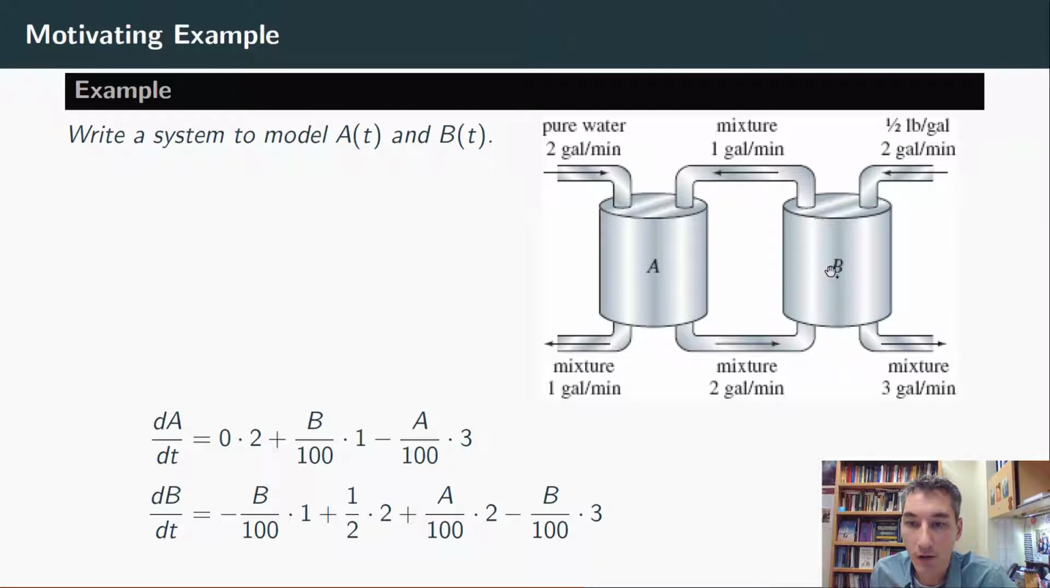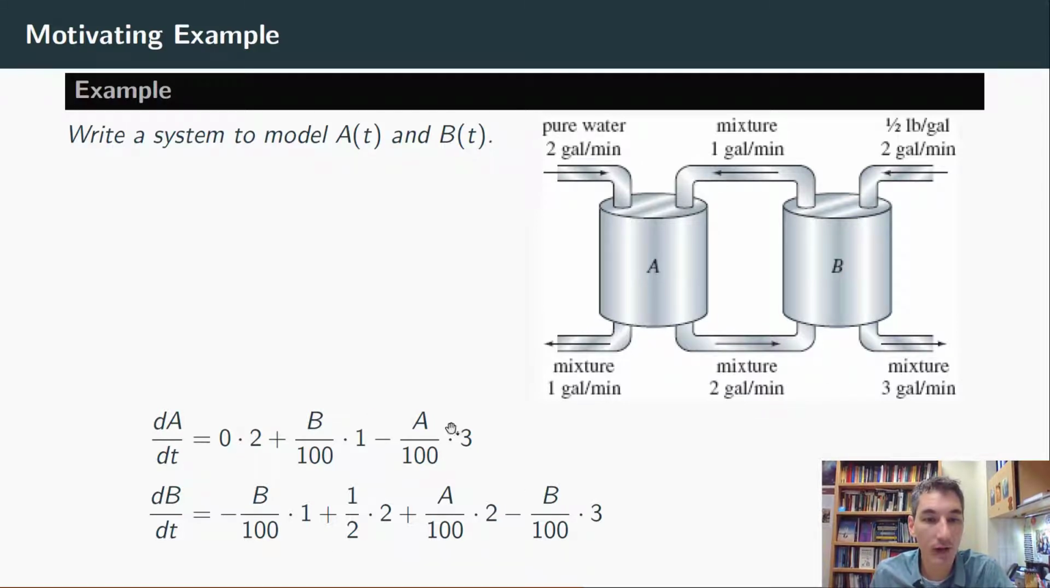Then you've got salt coming in. A over 100 is how many pounds per gallon times 2 gallons per minute, so A over 100 times 2, and that's coming in, so it's positive. And then you've got 3 out again, B over 100 times 3, and we could even combine 3B over 100 with 1B over 100. That would be negative 4B over 100 if we combine those two terms. So that's how you build your model.